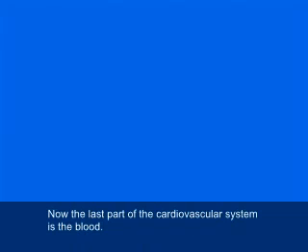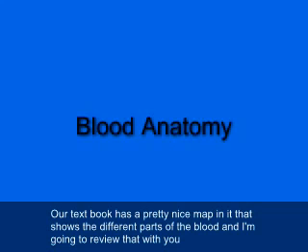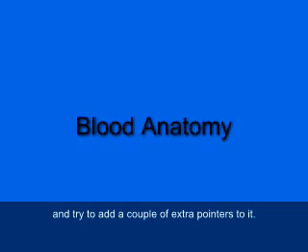Okay, well, that gets us through the anatomy of the vessels and the heart and some knowledge of the circulatory process. Now, the last part of the cardiovascular system is the blood. Our textbook has a pretty nice map in it that shows the different parts of the blood, and I'm going to review that with you and just try to add a couple of extra pointers to it.